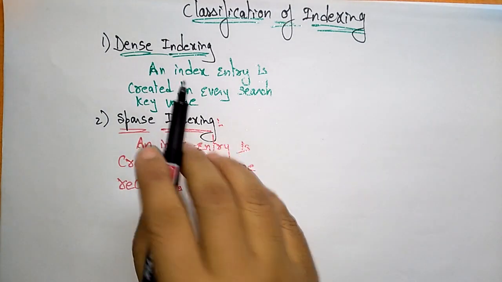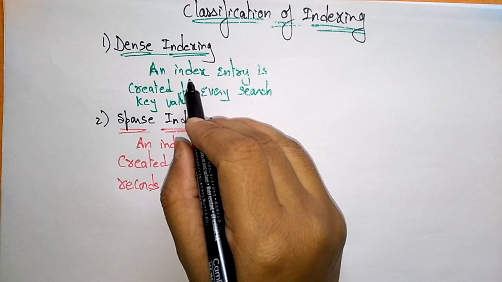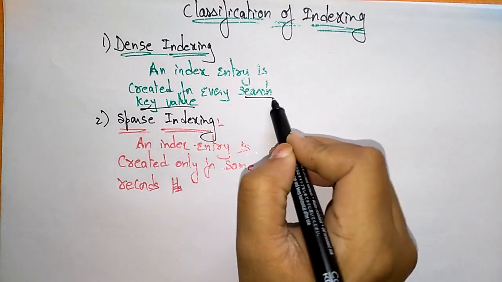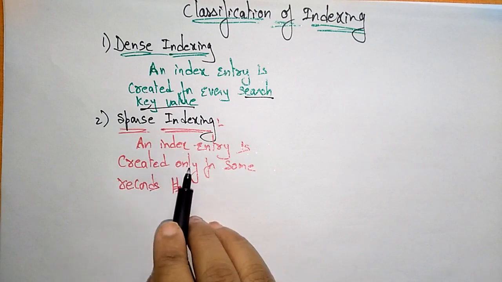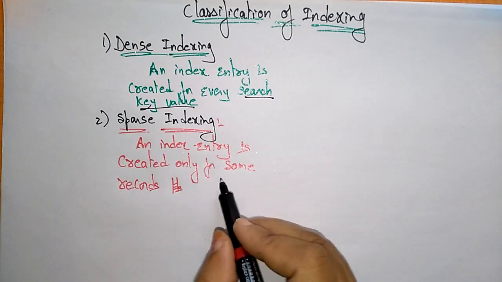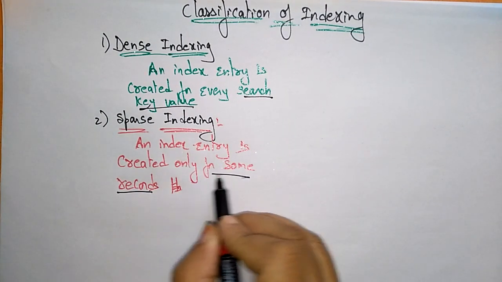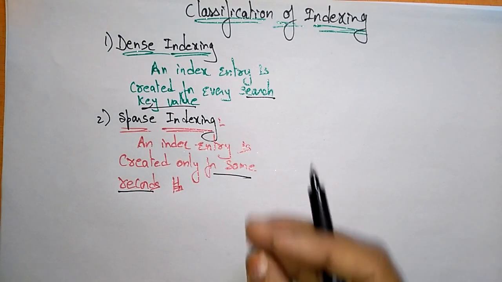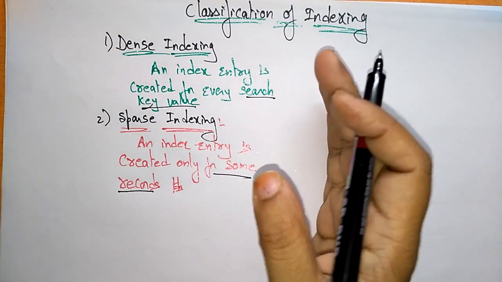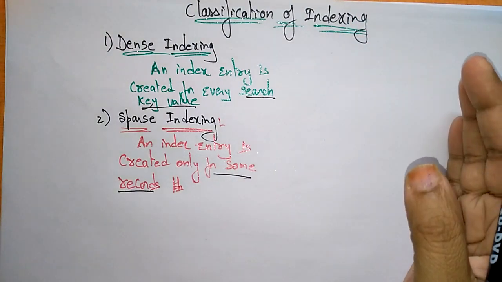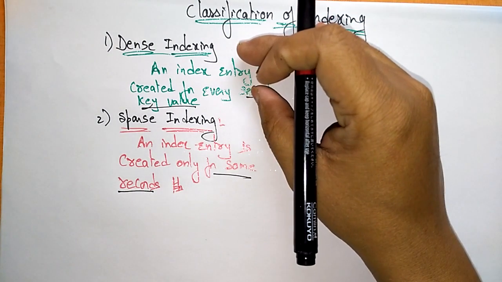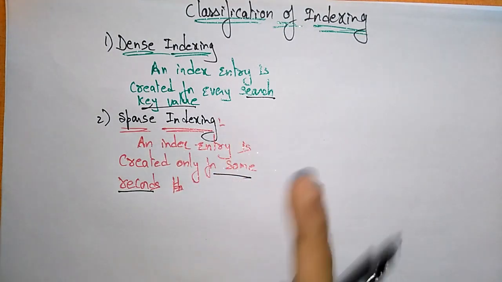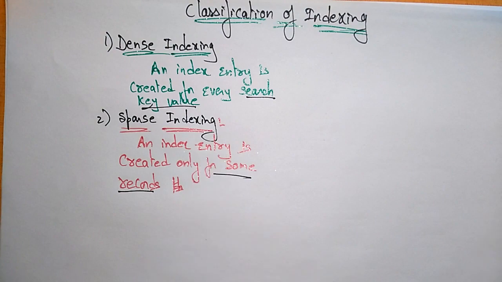In a dense index, for each and every entry a search key value will be there, whereas in a sparse index, an index entry is created only for some particular records. Here in dense there are more search key values, and in sparse there are fewer, only the required keys will be present in the sparse index.